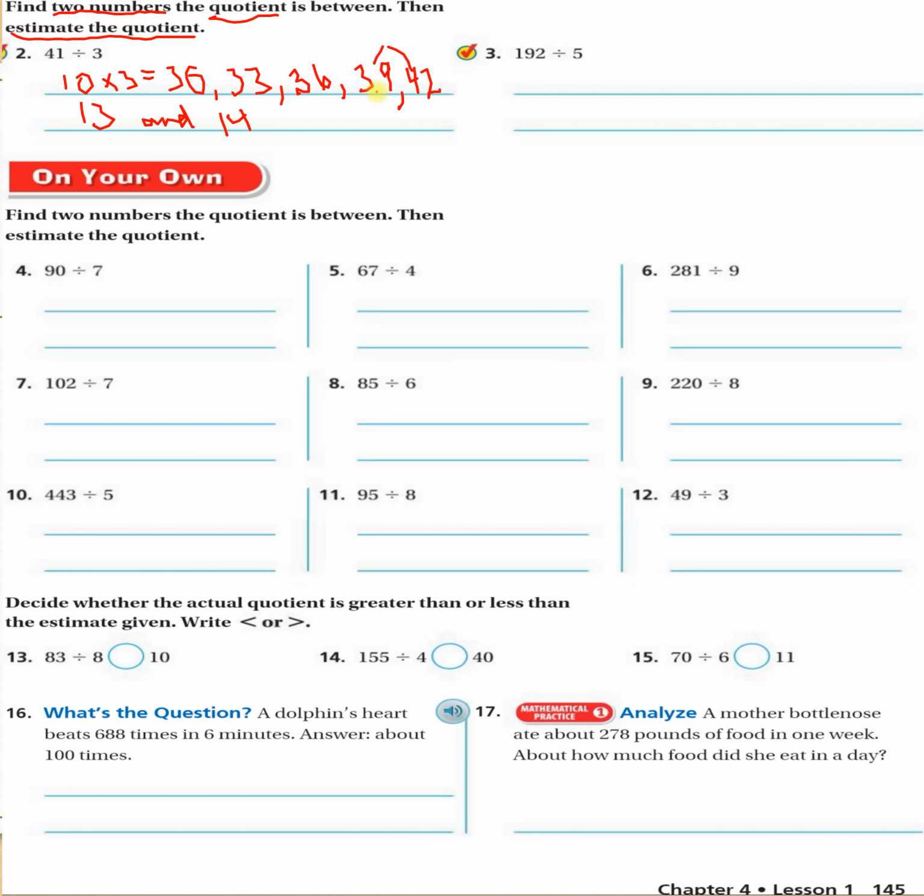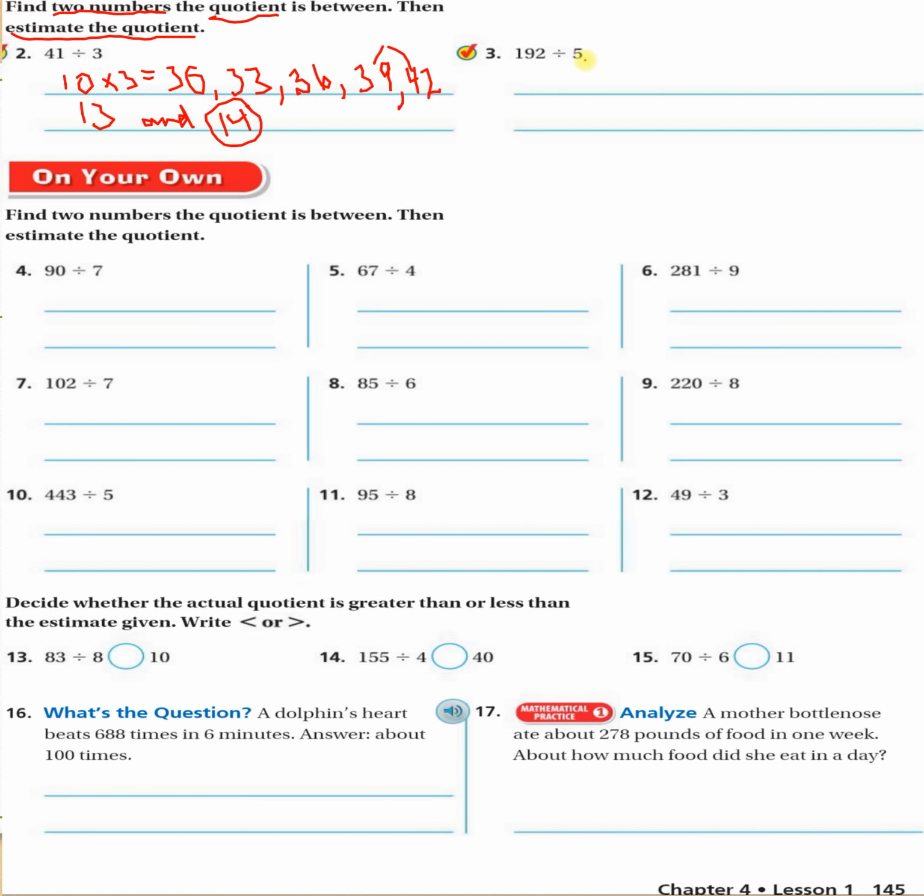And then I look at these two numbers, 39 and 42, and I ask myself which one is closer to 41. Well, the 42 is only 1 away. The 39 is 2 away. So my estimate then would be about 14. Okay.